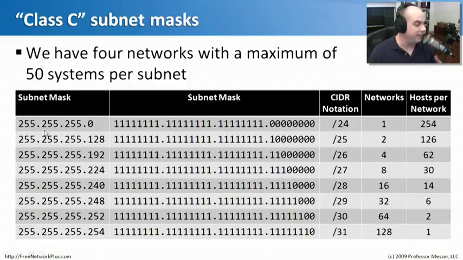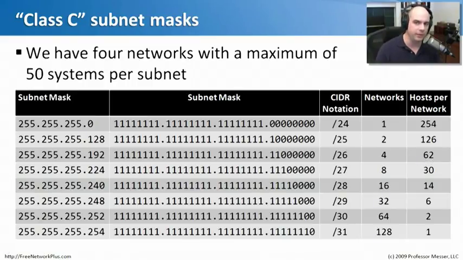The subnet mask they gave us was 255.255.255.0. Here it is. And that means we can have one network and we can have 254 hosts on that network. Well, in our scenario, we need at least four networks. And if we look through this list, we can see there is a subnet mask 255.255.255.192 that is a CIDR block notation of /26, exactly the same thing. That allows us to have four networks, but we can only have 62 hosts on each network.